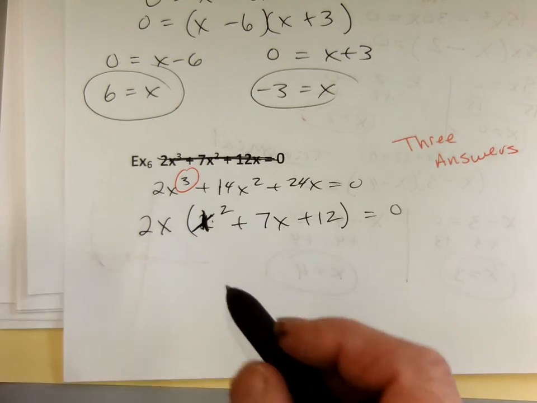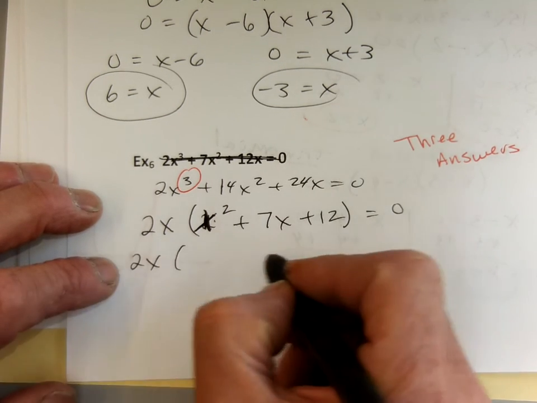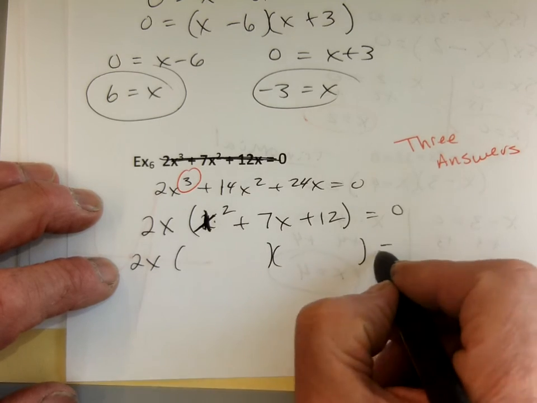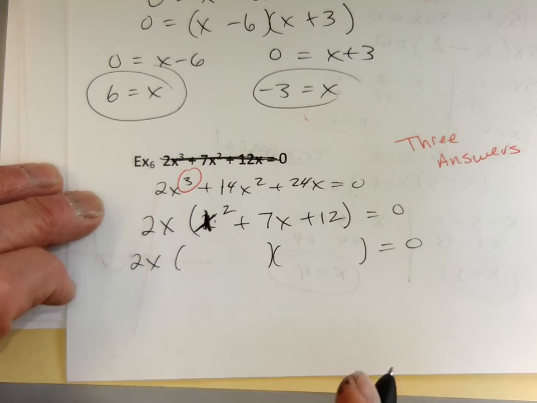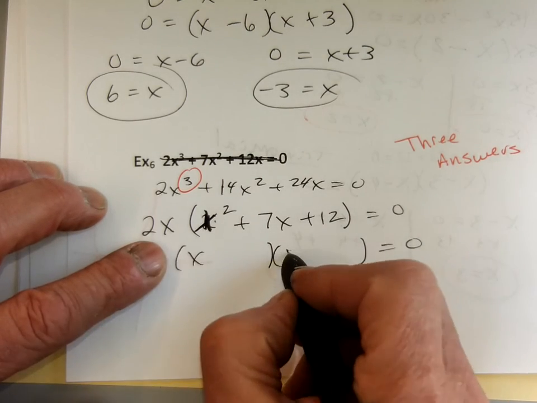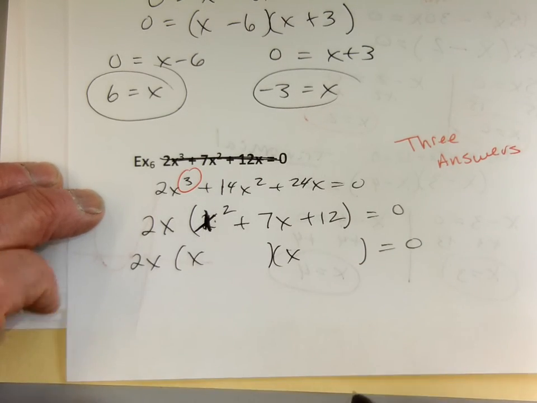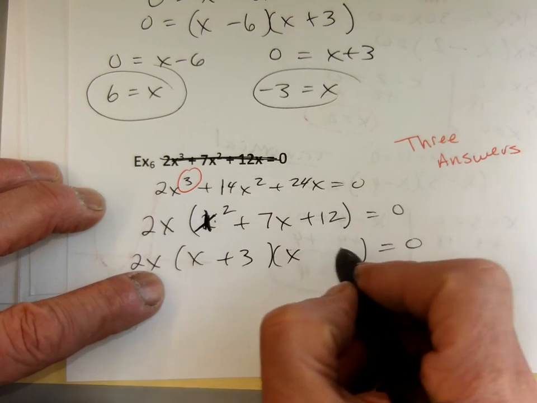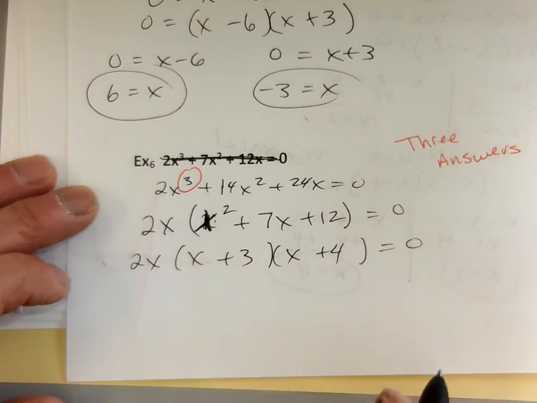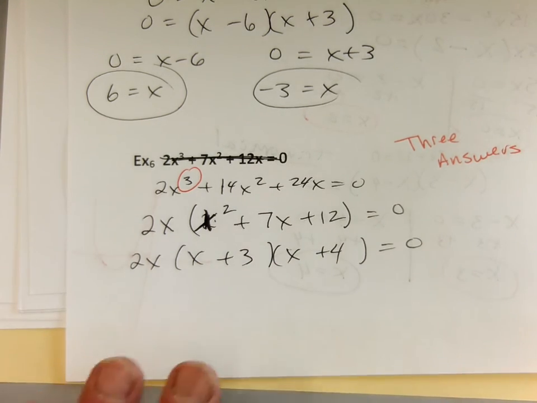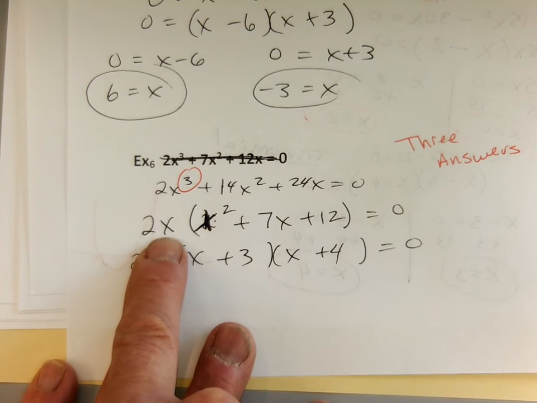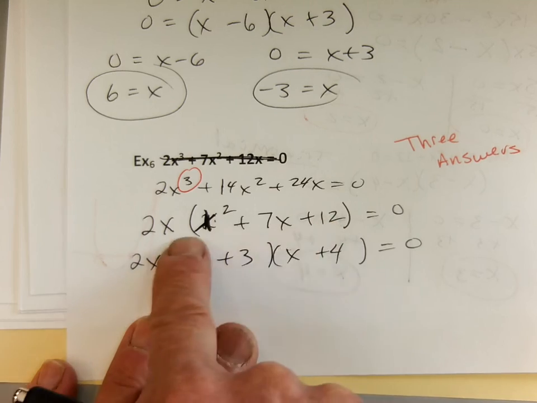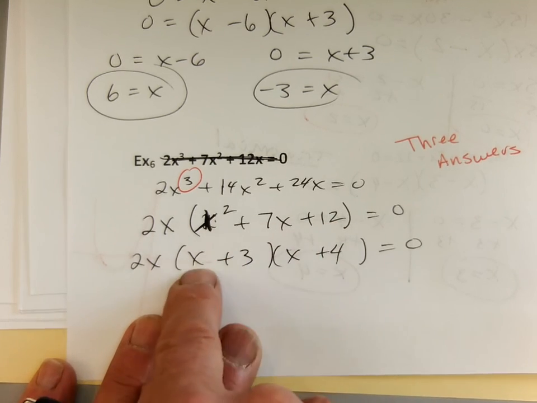Right, so keeping the 2x on the outside, let's just factor this trinomial like we've been doing before. So ignore the 2x while we do this, right? X and x, I heard 3 and 4. I like that. Right? So I factored twice. First, I common factored to make it easier. You guys see that? And then I got a trinomial I knew, x plus 3, x plus 4.